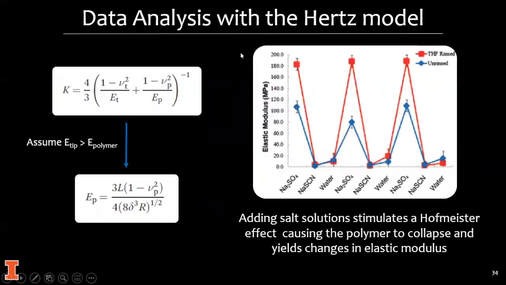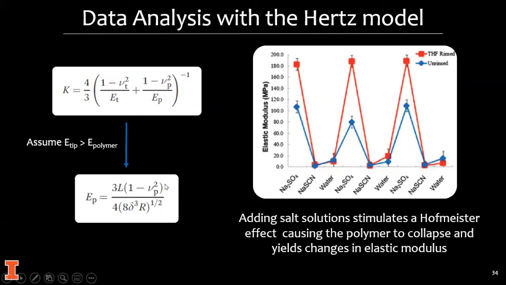So you're going to want to use something called the Hertz model. For this model, it takes into account the elastic modulus of both your tip and your sample, because when you take this measurement, you get the indentation and bending of the cantilever. But since we know that the modulus of the silicon tip is much greater than the polymer, we can make this assumption and simplify this equation to a more convenient equation to use.